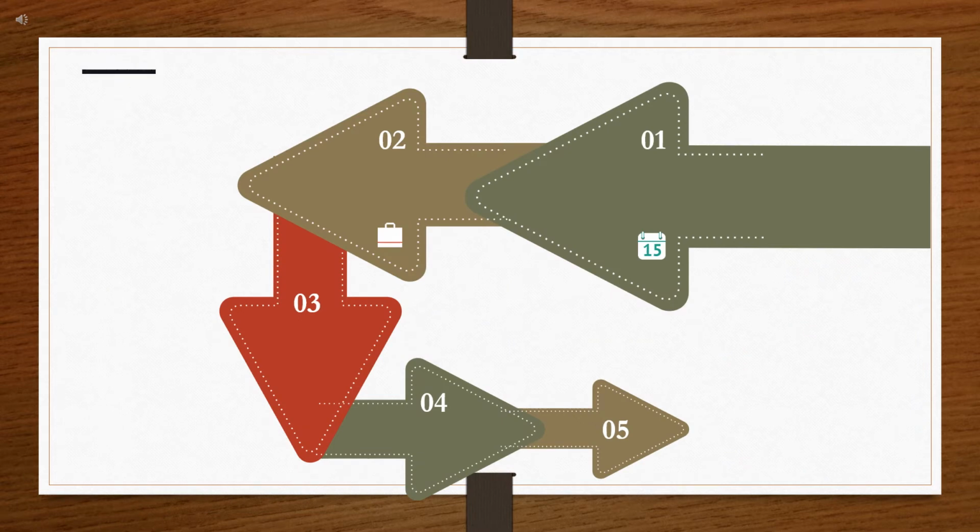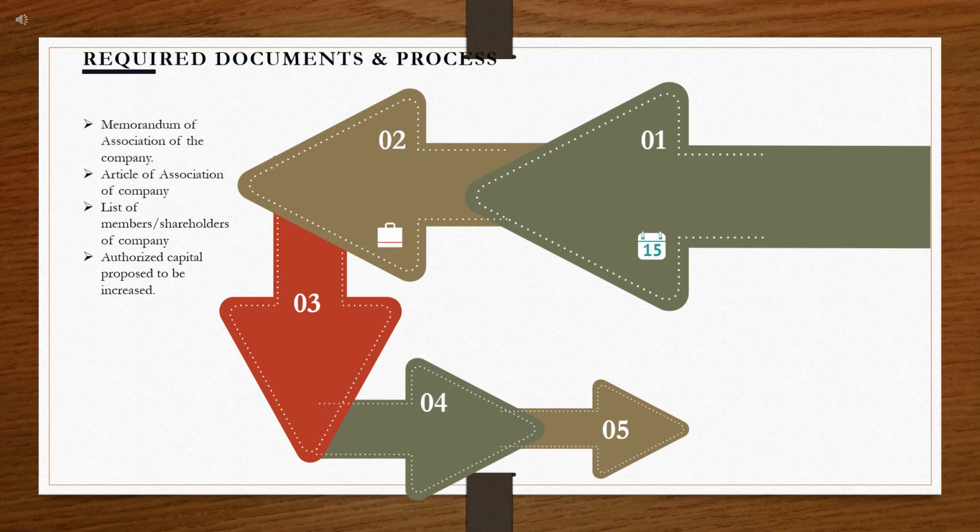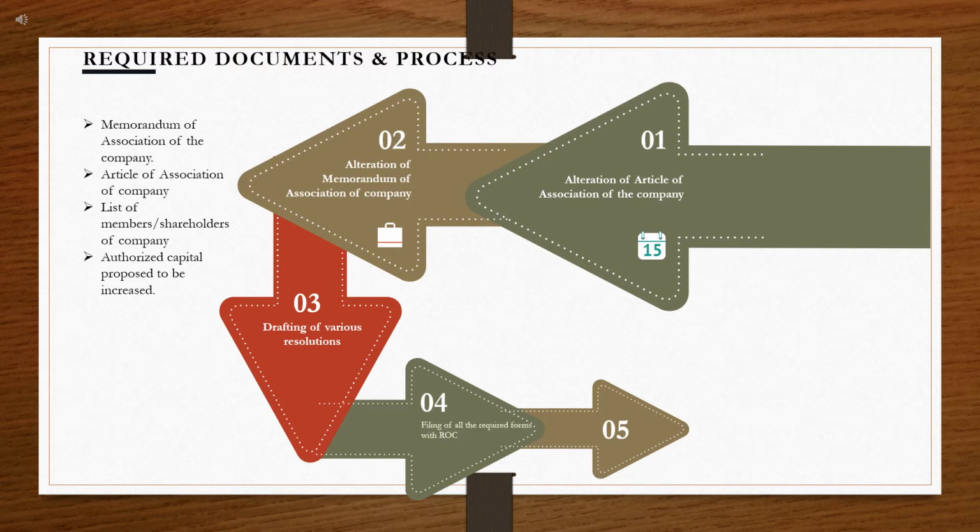Documents required for increasing authorized share capital: Memorandum of Association of the company, Articles of Association of the company, list of members and shareholders of the company, authorized capital proposed to be increased, alteration of Articles of Association of the company, alteration of Memorandum of Association of the company, drafting of various resolutions, and filing of all the required forms with the ROC.